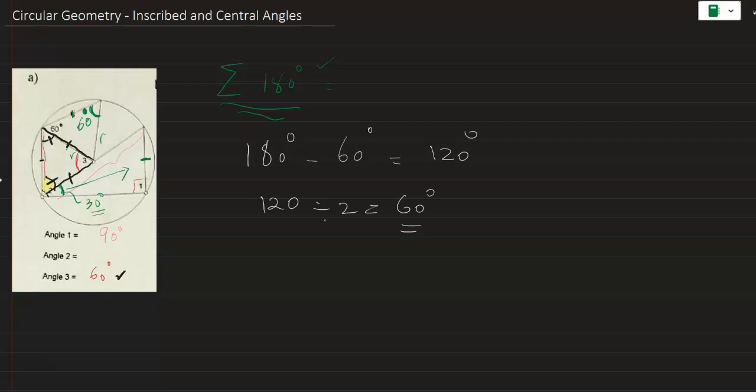All right, angle 2. Now what is angle 2? Angle 2 is equal to 30 plus 60 degrees, which is equal to 90 degrees. Oh, excellent. Which is equal to angle 1. All right, that is it.